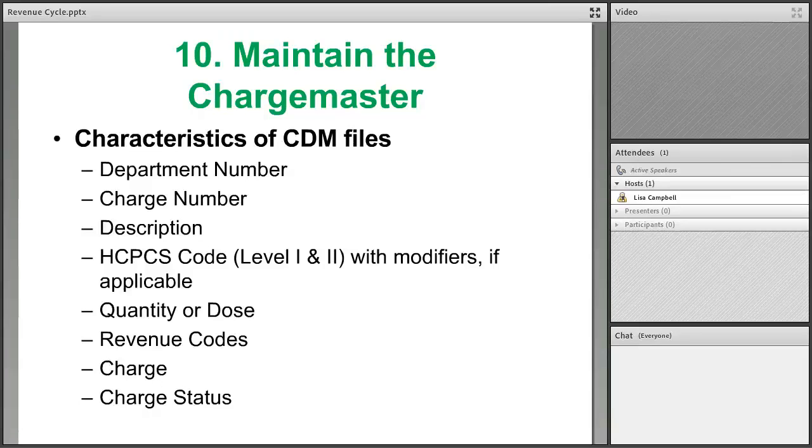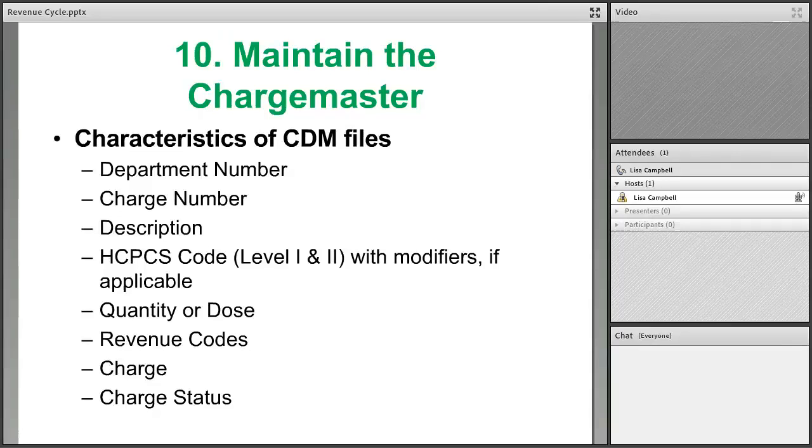Each of these services are going to be attached to a revenue code. The revenue code is really going to identify that particular area. So for example, pharmacy has a revenue code. Radiology has revenue codes. And I say codes because there are codes for your x-rays, your CT scans versus your ultrasounds, etc. Then the charge, not what the hospital gets paid, but the charge for that service. And then the charge status. Now, organizations will have different names for these columns with the same end result.